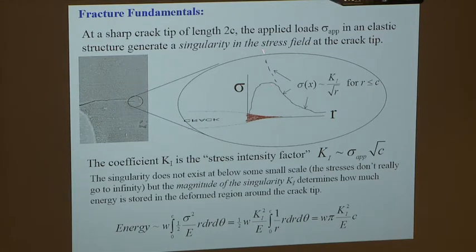Now the singularity doesn't really exist below some small scale. The stresses can't go to infinity. Something has to happen. But the magnitude of the singularity really determines how much energy is stored in the deformed region, and that's what controls the crack. So even though the linear approximation breaks down over some scale near the tip of the crack, if that scale is small enough, then this quantity, as if there were a true singularity, still controls the energetics of the problem. Okay?